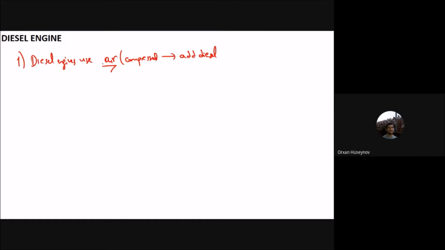First you compress the air. Diesel engines first compress air and use air separately. They do not use the air as a part of the fuel. It is not a homogeneous mixture. First you compress the air, and after you reach a temperature that is enough, it is the auto ignition temperature of the diesel.